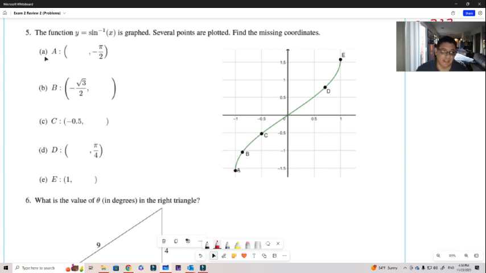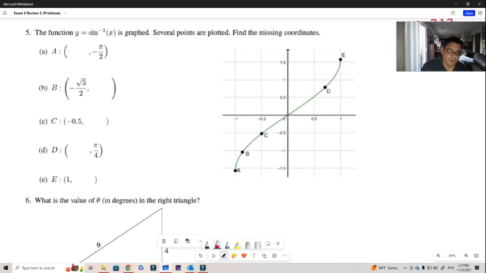So if we get a, we have minus pi over 2. You've got to remember that pi is 3.14. So if you divide pi by 2, you're going to get like 1.5 or a little bit more than 1.5. And so you can see here that this corresponds to this. And then this point A is going to correspond in x to minus 1.